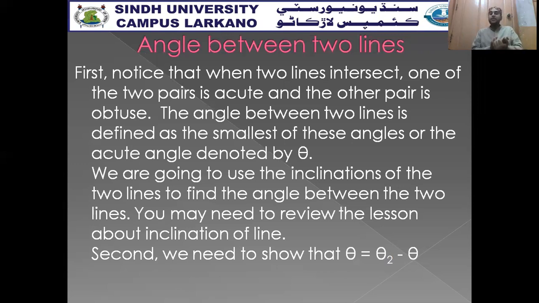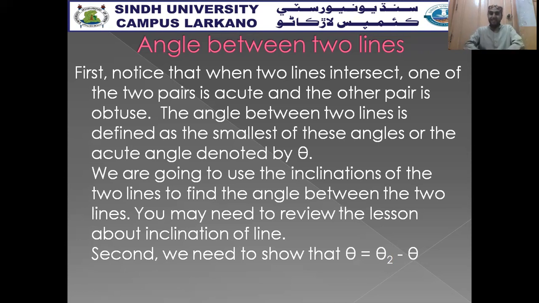We are going to use the inclination of the two lines to find the angle between them. You may know the lesson about the inclination of a line. Second, we need to show that theta is equal to theta 2 minus theta 1. On the next slide we see a second figure showing the two lines and the formula theta equals theta 2 minus theta 1.